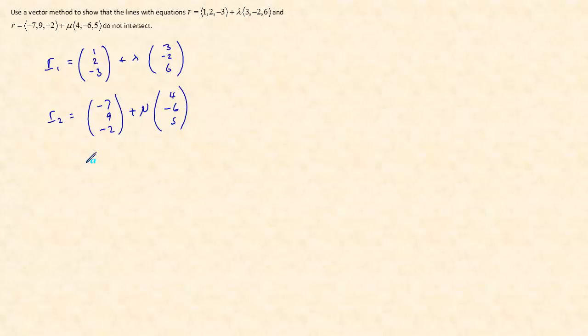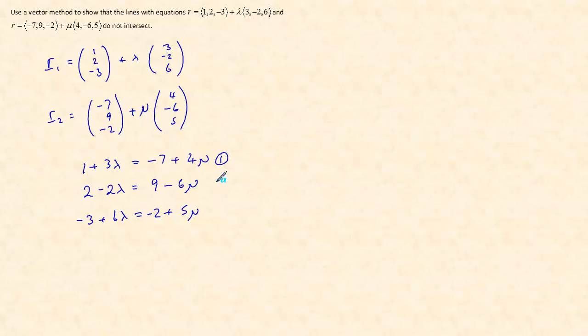So looking at the i components, we have 1 plus 3 lambda. If they were going to intersect, at some stage that needs to be equal to -7 add 4 mu. Looking at the j components, 2 minus 2 lambda is equal to 9 minus 6 mu. And then the k components, -3 plus 6 lambda is -2 add 5 mu.